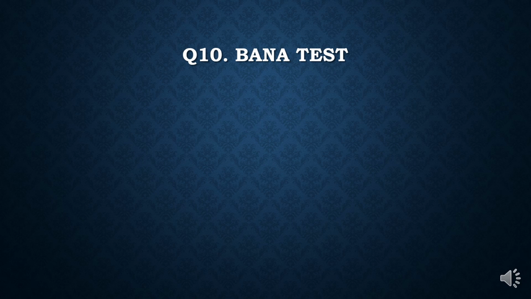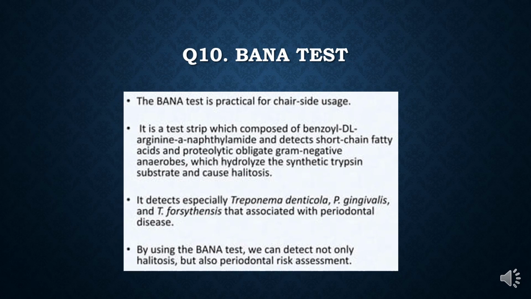Question number 10 is BANA test. The BANA test is practical for chairside usage. It is a test strip composed of benzoyl-DL-arginine-naphthylamide, and it detects short chain fatty acids and proteolytic obligate gram-negative anaerobes, which hydrolyze the synthetic trypsin substrate and cause halitosis. It detects especially Treponema denticola, Porphyromonas gingivalis, and Tannerella forsythia, which are associated with periodontal disease. By using the BANA test, we can detect not only halitosis but also periodontal risk assessment.